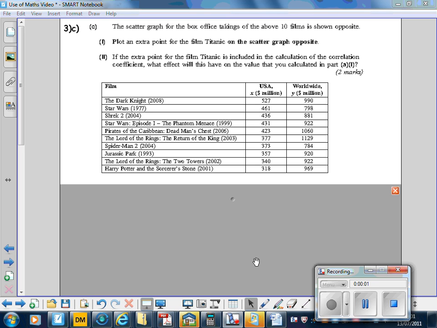Right, question 3, part C. The scatter graph for the box office takings of the above 10 films is shown opposite. We'll have a look at that in a moment. Plus an extra point for the film Titanic on the scatter graph.